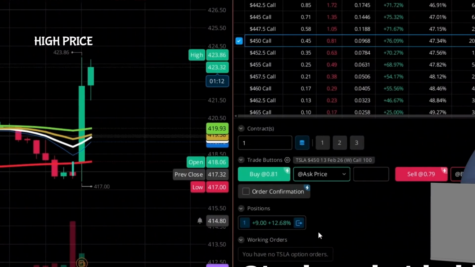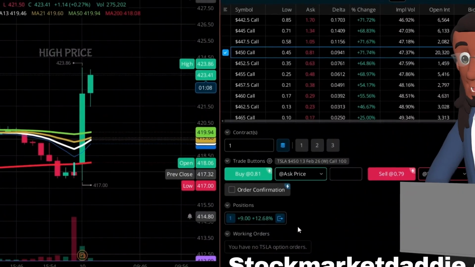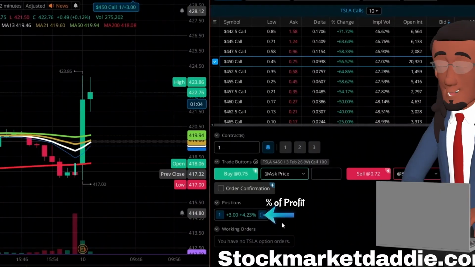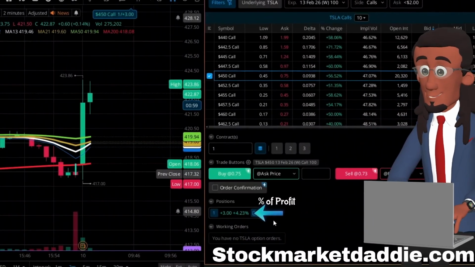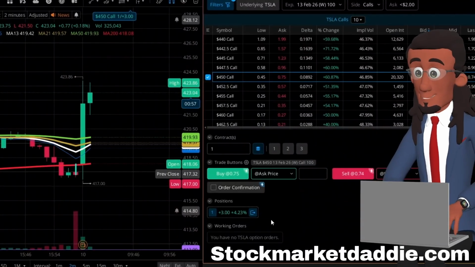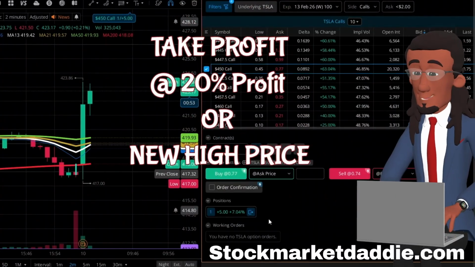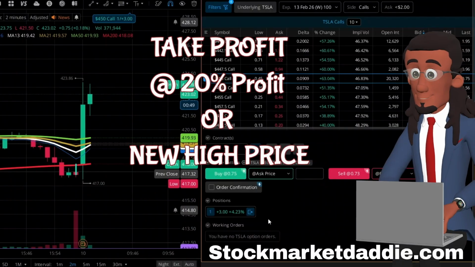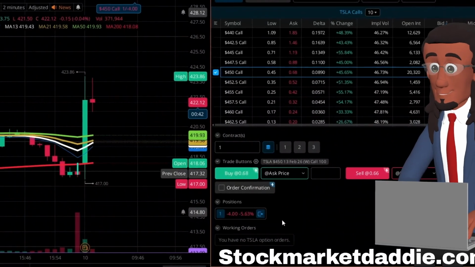We're also looking down here at this box at the bottom that shows our positions. This is going to highlight the percentage of profit. It gives you the dollar amount of profit and the percentage of profit. Because we're only starting with $100, we're focused on the percent of profit, not the dollar amount. $3 is the same as $30. We're just looking for a 20% move in profit or a new high price. So we're going to be looking at the positions box as well as the candles to see which occurs first.